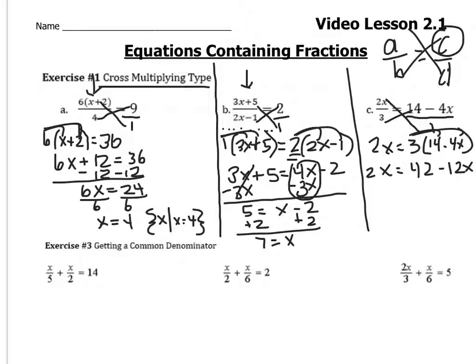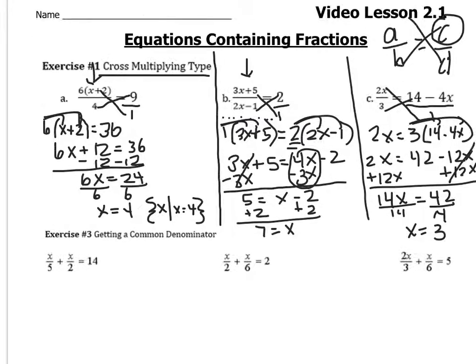Again, we have the variable on both sides. Your goal is to get the variable on one side and a number on the other side. Well, since we already have the number on the right side, I'm going to get rid of the 12x. Add 12x to both sides. 2x plus 12x gives me 14x. These cancel. I'm left with 14x equals 42. Dividing both sides by 14, 42 divided by 14 is 3. x is equal to 3. Now when we take a look at these next examples, you're going to see a little difference here.